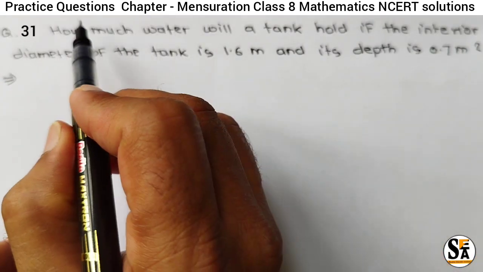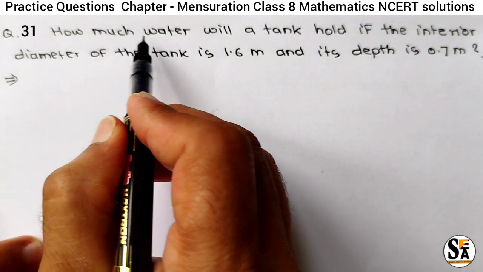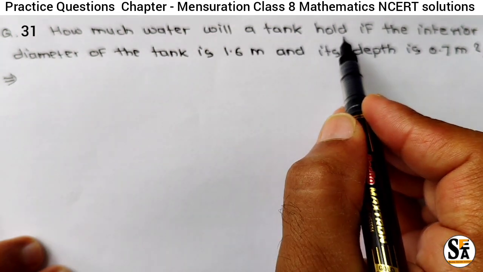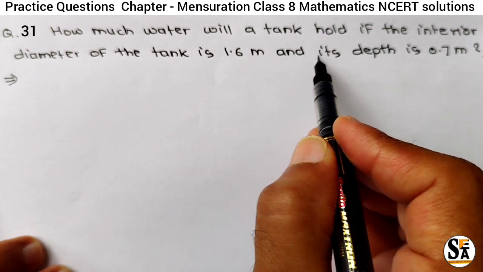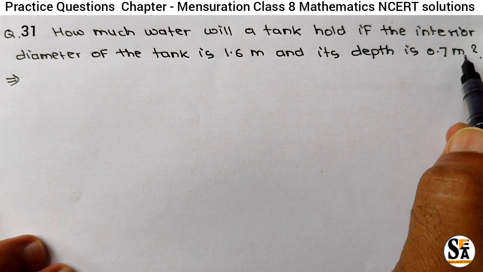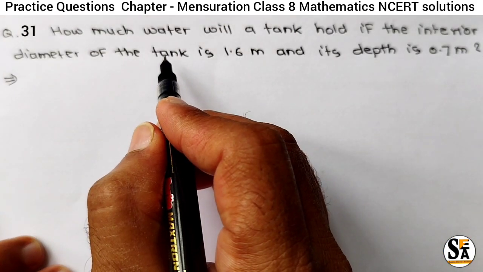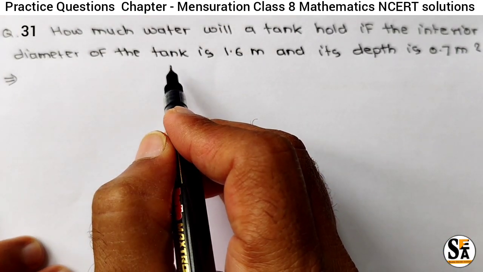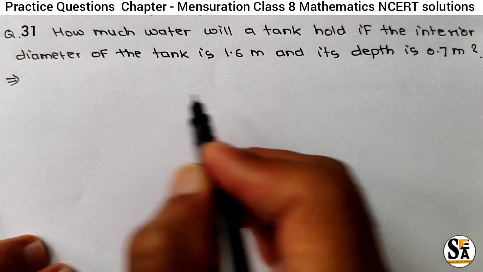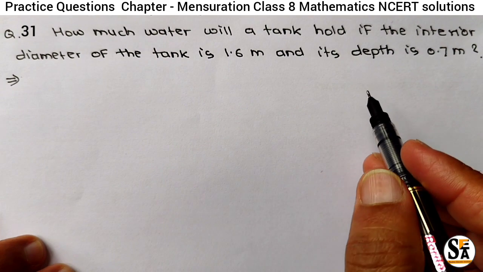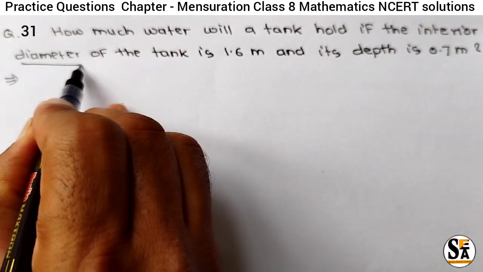See the practice question number 31 for chapter Mensuration, class 8 Mathematics. The question is: how much water will a tank hold if the interior diameter of the tank is 1.6 meter and its depth is 0.7 meter? So here the capacity of the tank is asked, but for that we must calculate the volume of the tank. For reference, what is given? Diameter of the tank means it is a cylindrical tank. It is not a cuboidal tank, it is cylindrical because the diameter is given.